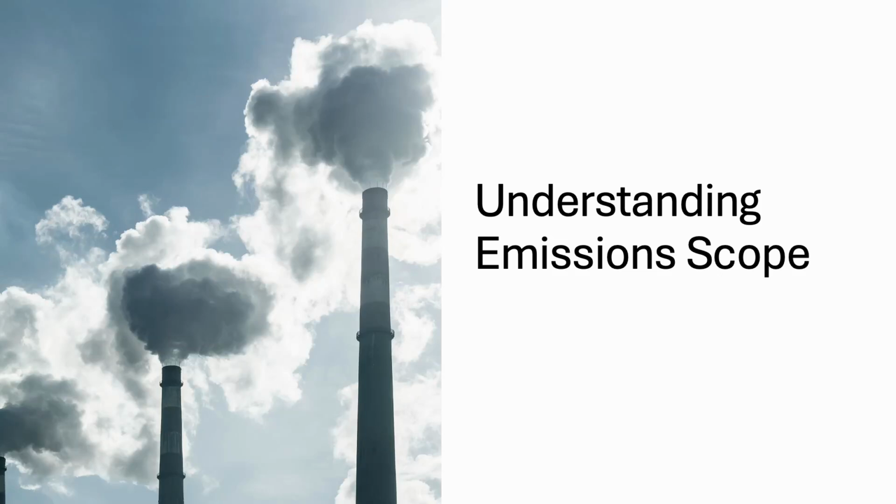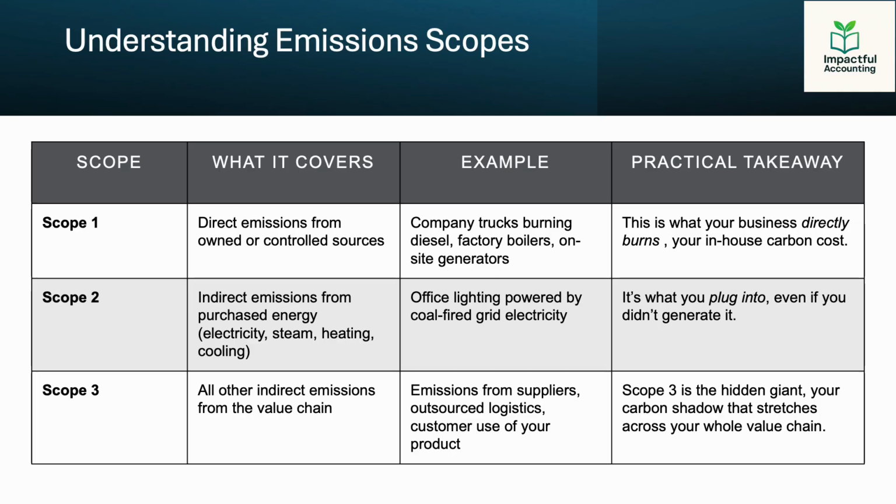In this learning capsule, we will understand the key emission scopes under AASB S2. Let's break down emissions into three simple layers: Scope 1, Scope 2, and Scope 3. Think of them as ripples that start at the core of your operations and move outward.